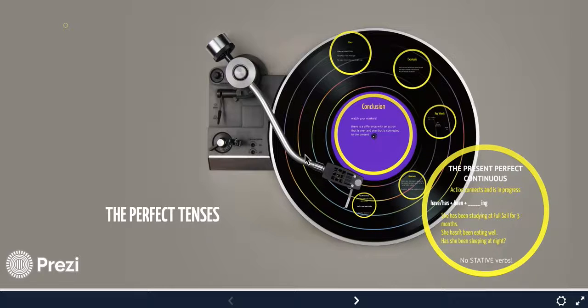So a lot of younger students today don't even know what this is on the screen. It's an old record player. And I teach the perfect verb tenses in music because a lot of times the perfect verb tenses show connection. And connection is the main idea here. It's not the simple past where there's a definite time; there's an indefinite time in the past that shows connection to present time.